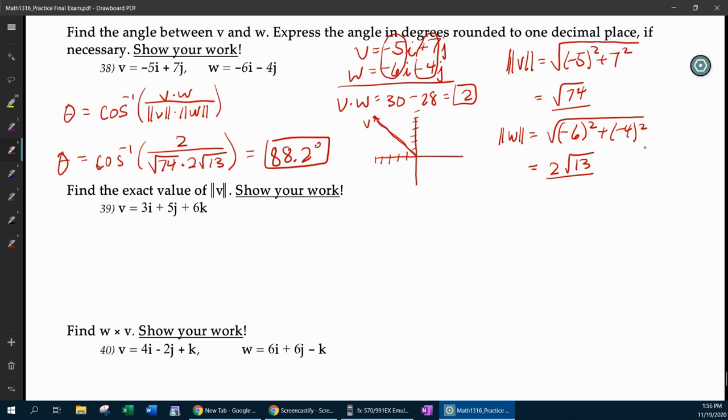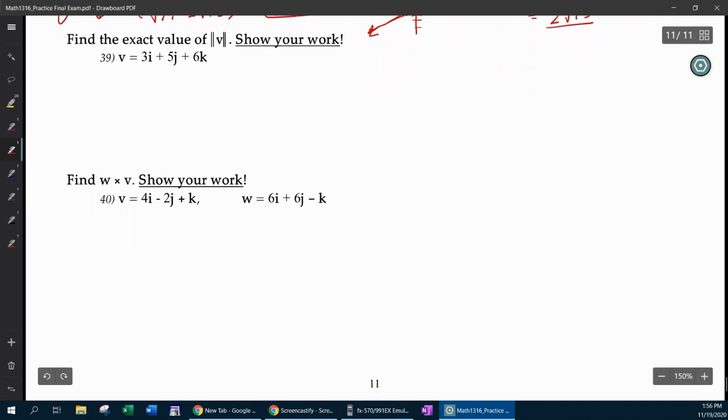Vector W is negative 6, negative 4, which is going to be something like that. And that angle does appear to be acute, but it's pretty close to 90, so that makes me feel pretty good about this answer here. Again, it doesn't take long to sketch those vectors and see if it looks close to what you got.